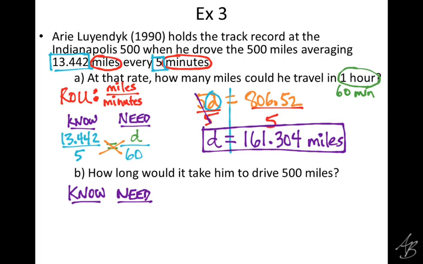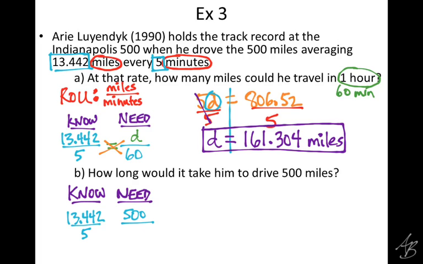The one that we know is actually going to be the same. It's coming from the setup of the problem, the 13.442 miles for every 5 minutes. So that part's going to be the same, 13.442 for every 5 minutes. But then this time the given information is different. Instead of the amount of time, now we have the distance, right? So where's that 500 going to go? On top. That goes on top because we have miles on top.